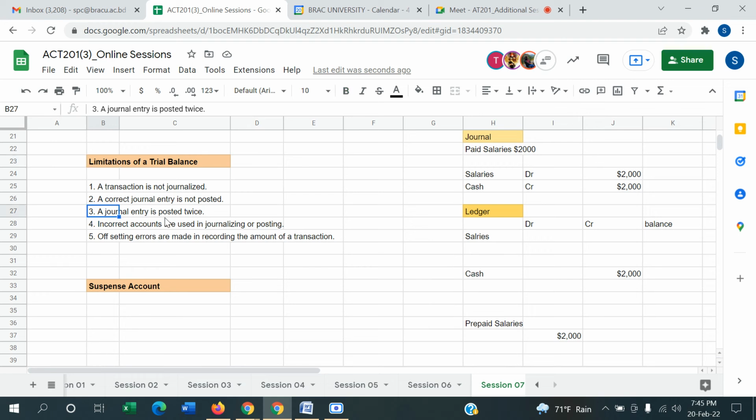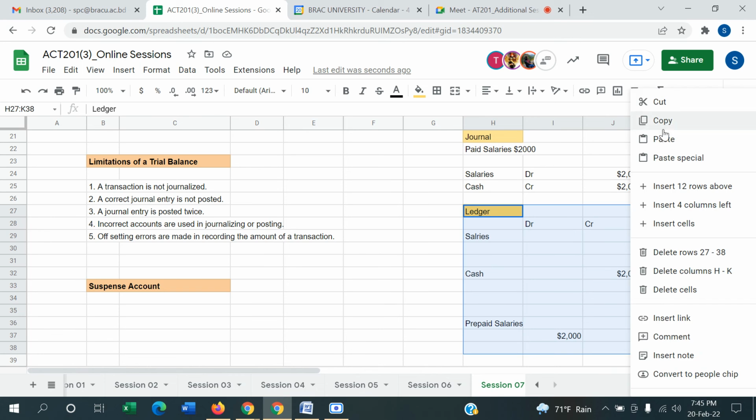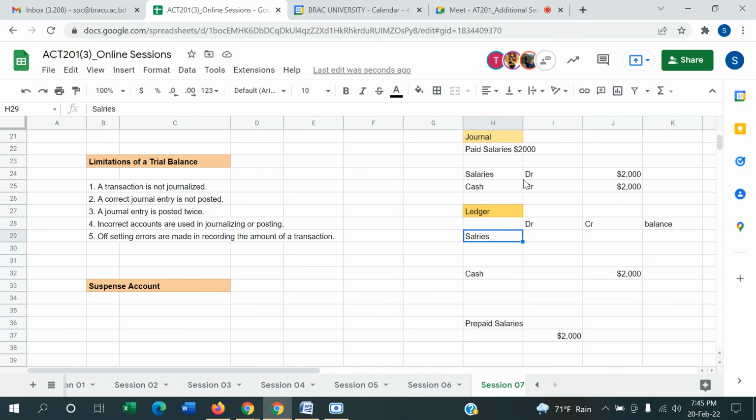Third one, a journal entry is posted twice. Say for example, you have recorded this journal and you have correctly posted it to the ledger, but not once, twice. Is it a mistake? Definitely, it's a mistake. Even if you transfer the information twice from journal to ledger, both sides will be matched, but you will not find it out. So, what's the problem if you post any information twice?